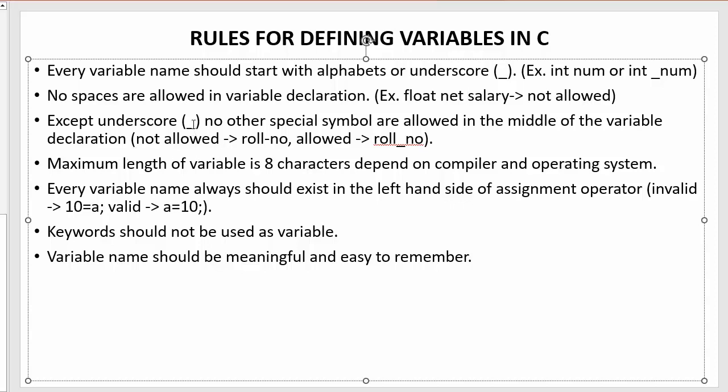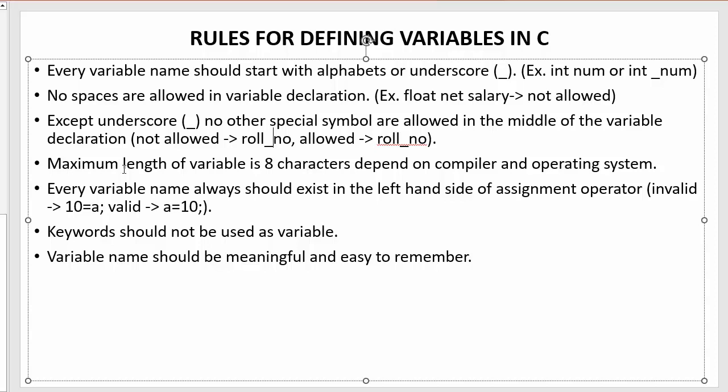So except underscore, you cannot use any other special character or special symbol in between the variable. Now as you can see here, I have used a hyphen. If I try to declare the variable by putting a hyphen in between the two words of the variable, it will give me an error. You can only use underscore. You cannot use dot. You can only use underscore whenever you want to make a variable with two words.